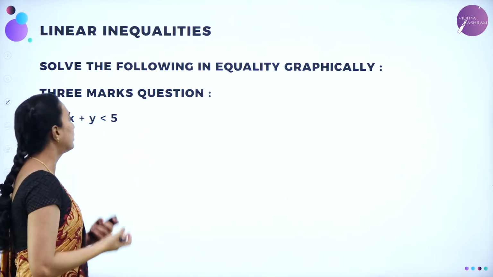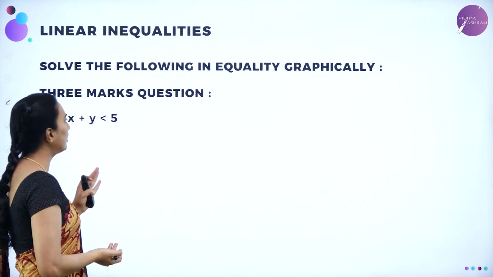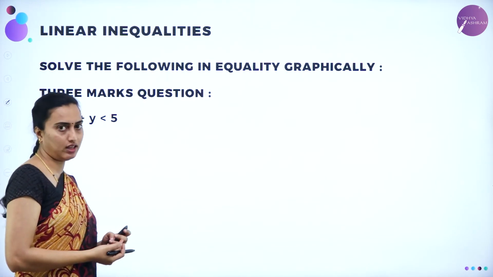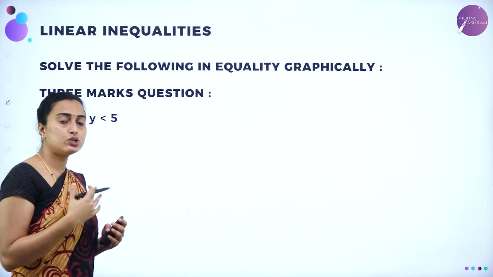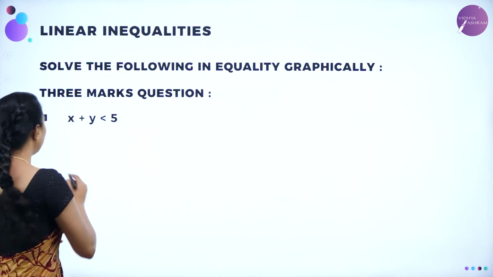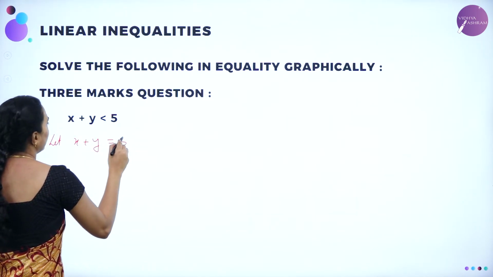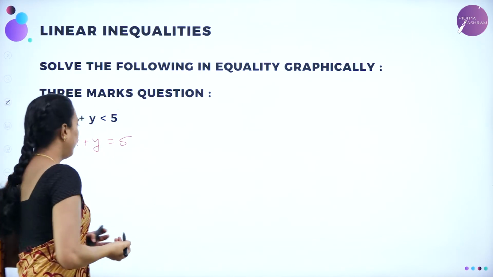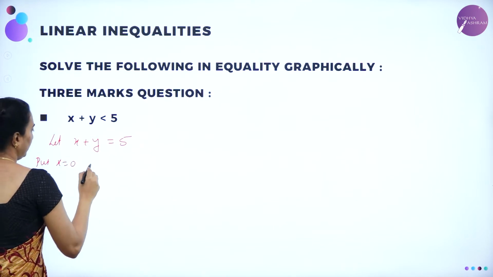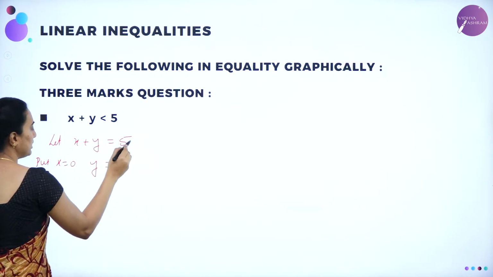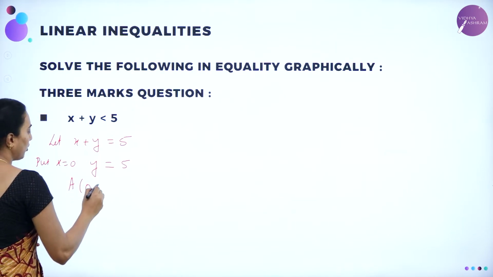What have they asked? A 3-marker question here. Solve the following inequality graphically. 3 markers, that is x plus y is less than 5. First, whether it is lesser or greater, whatever they have given, we need to consider it as equal to. So let x plus y is equal to 5. Now how to find out the points? First I am going to put x equal to 0. So what is y? y will be equal to 5. So this is a point I can mark, A of 0 comma 5.